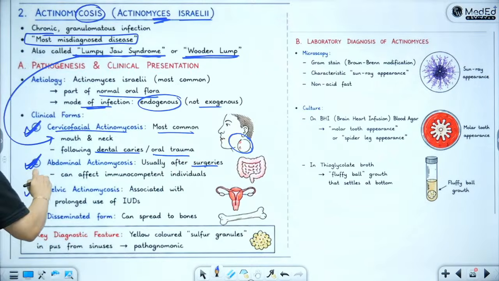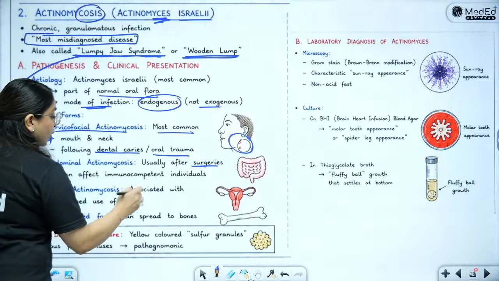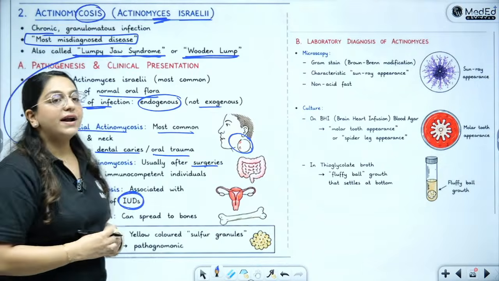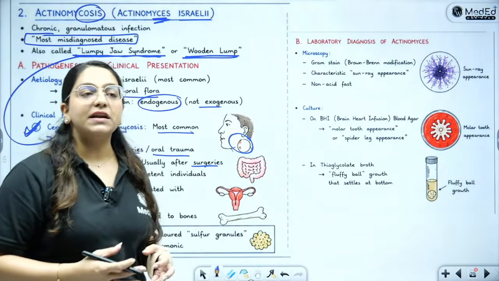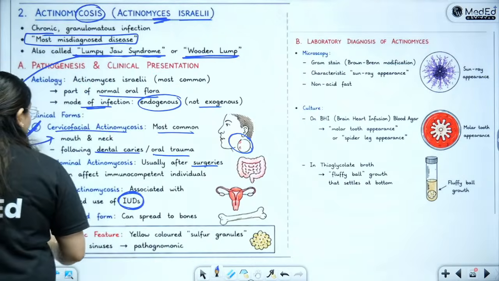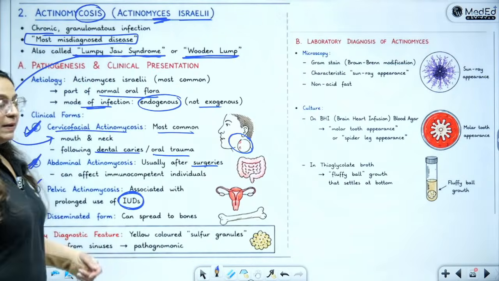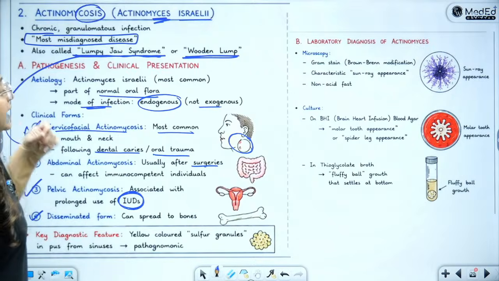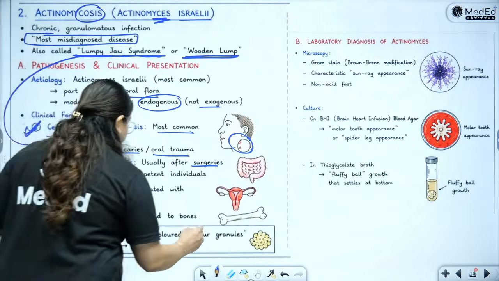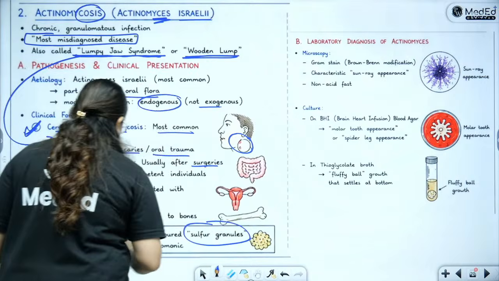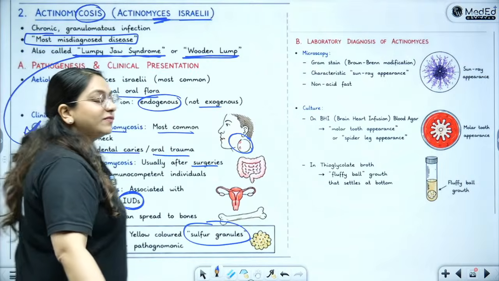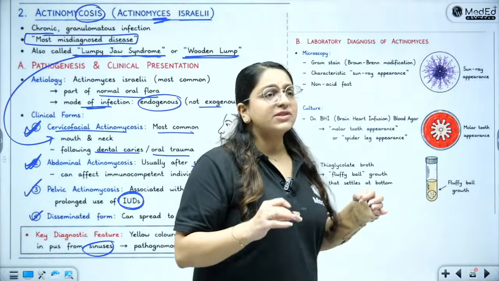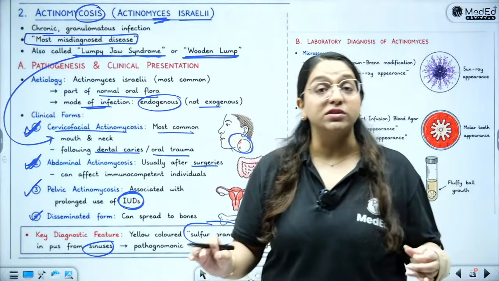planes. Pelvic actinomycosis occurs in prolonged IUD use, the intrauterine device which is used by females. And there are disseminated forms where it can spread to different bones. What is the diagnostic feature? There are going to be sulfur granules discharging from the sinuses. Okay, so all of these produce discharging sinuses with granules, right?